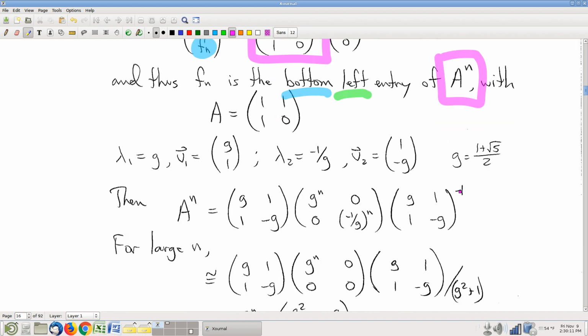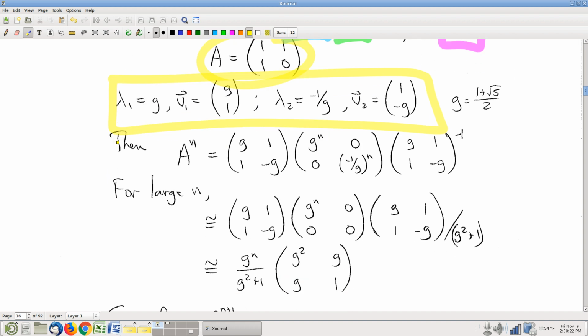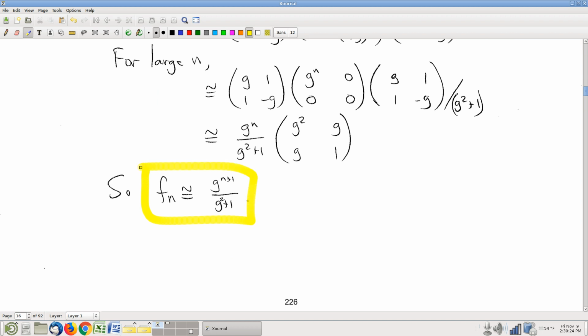And the details, again, come from diagonalizing. I'll let you guys read through the details here, but this matrix has those eigenvalues and eigenvectors. Diagonalize, multiply it out, and here's your formula. I'll let you guys read through those details. If you have any questions, feel free to talk to me.